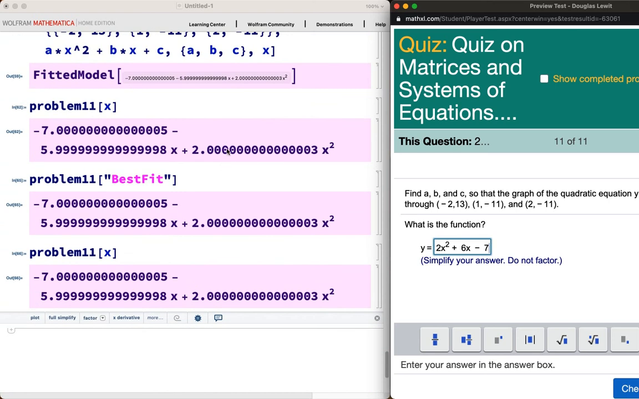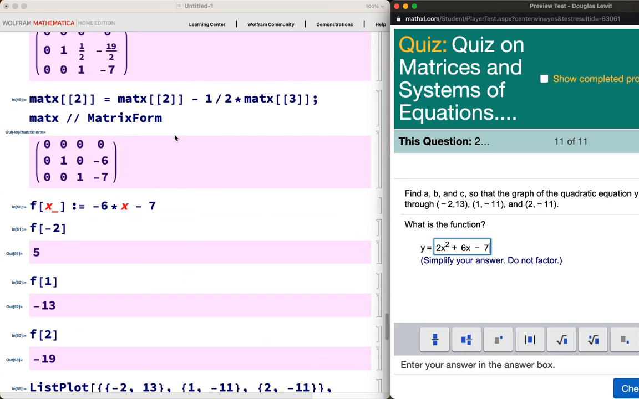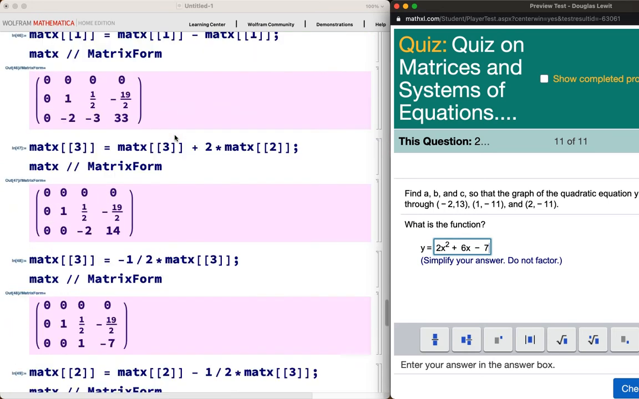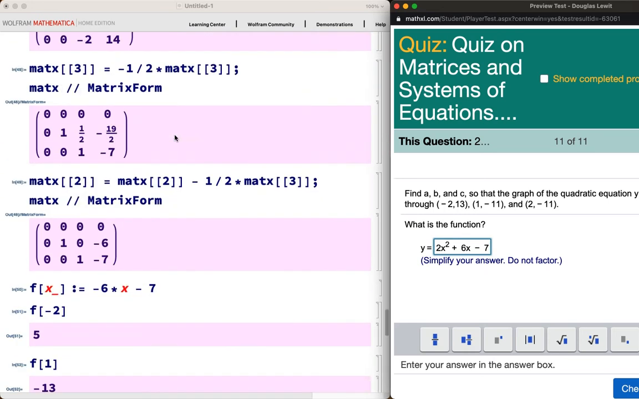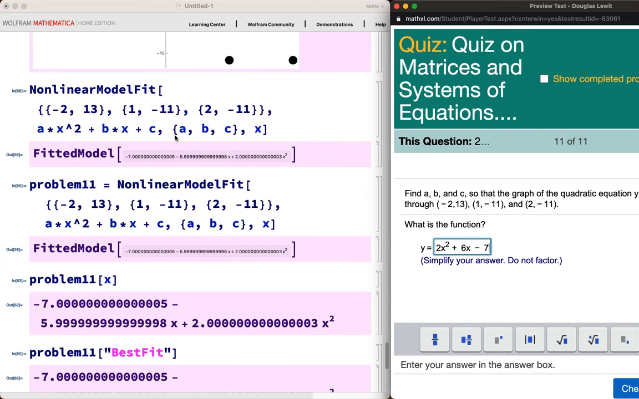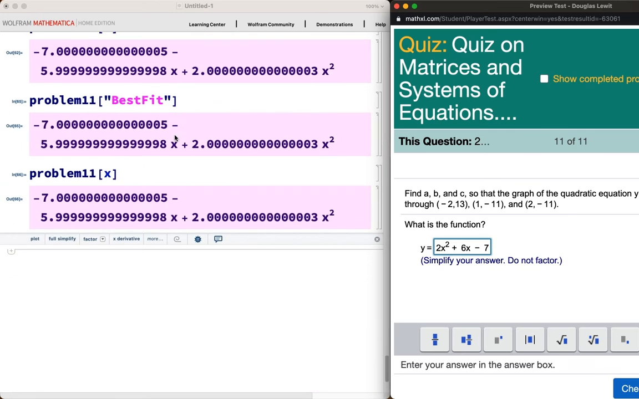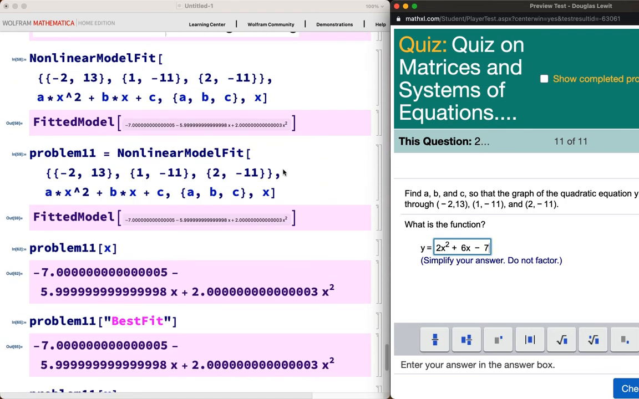You know, sometimes it's good to have these little shortcuts available to you, because we all do make mistakes occasionally. So yeah, I think I made a mistake somewhere in setting up the matrix, but I'm not going to obsess over it right now because we are running out of time and this video is getting a little too long. But if you're having a problem figuring out the answer to question 11, I recommend that you use NonlinearModelFit in Mathematica. It's a nice shortcut.